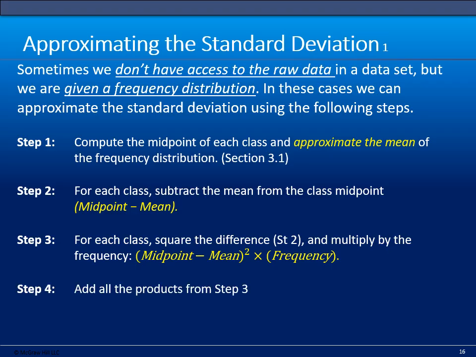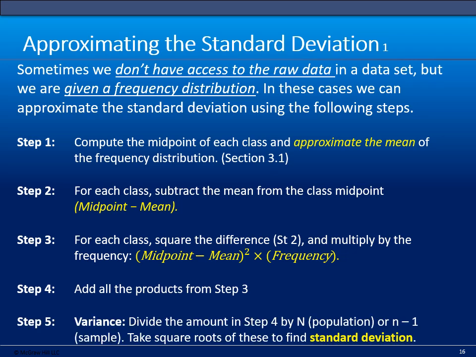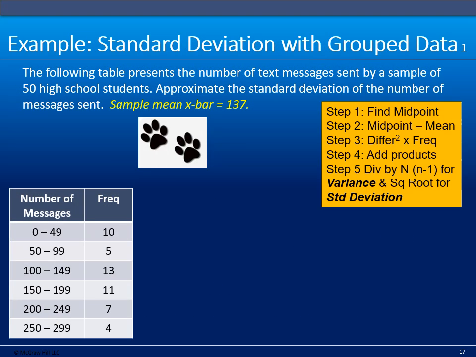And then we add all the products, all the multiplication products from step 3. And of course divide that in step 4 by n if it's a population, or n minus 1 if it's a sample. If we want the standard deviation, then of course we take the square roots of these. All right. So let's look at an example. Again, this is a good idea for you to hit pause. That's why you see the puppy pause there. Hit pause and see if you can go through these steps to find the standard deviation.